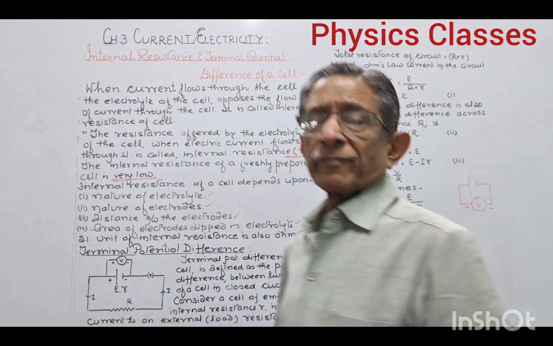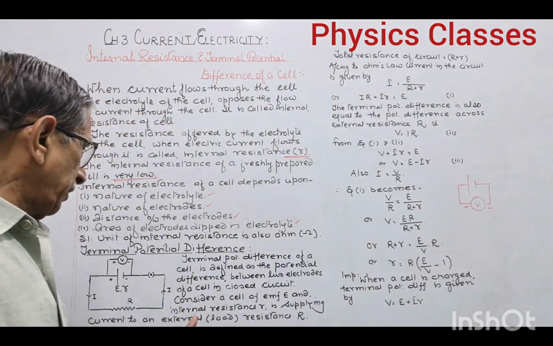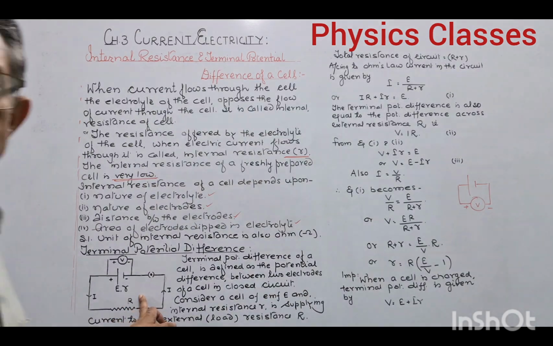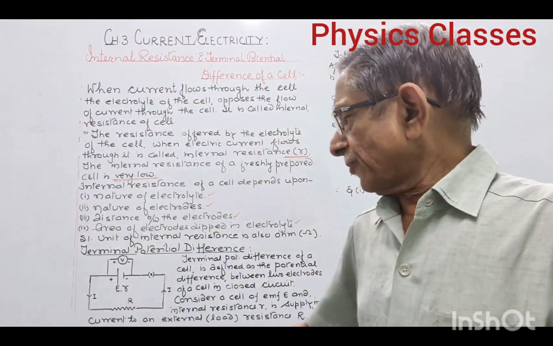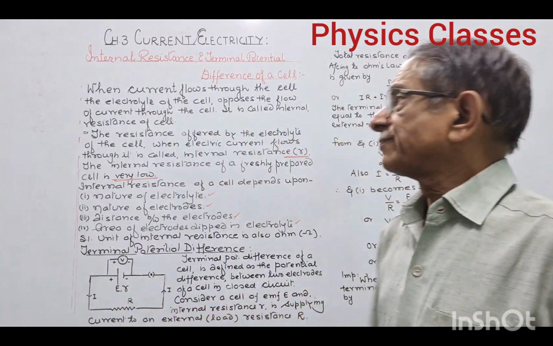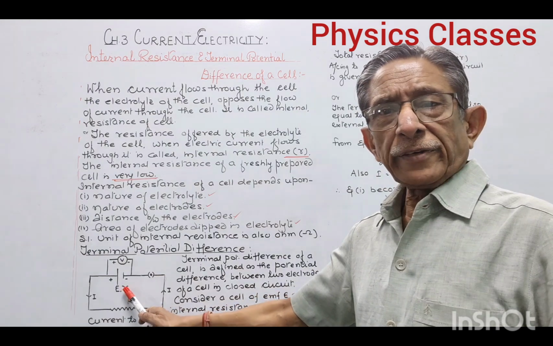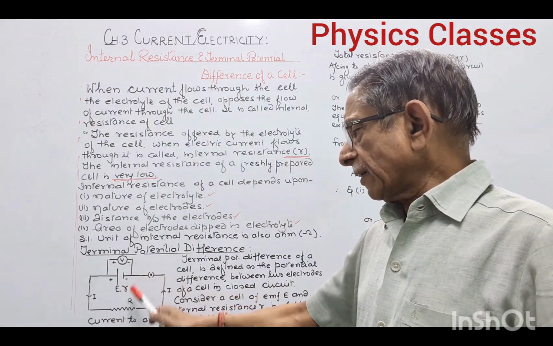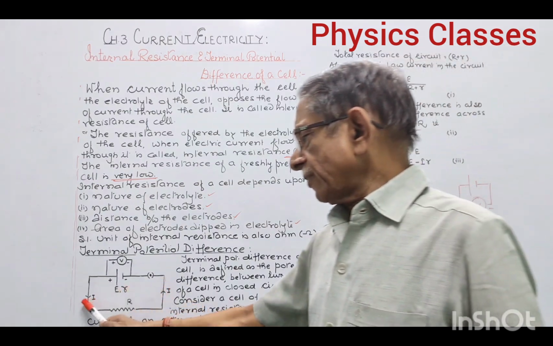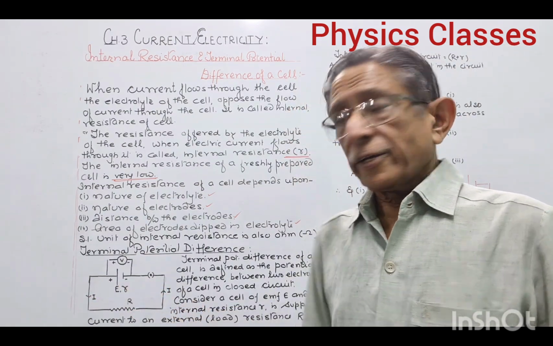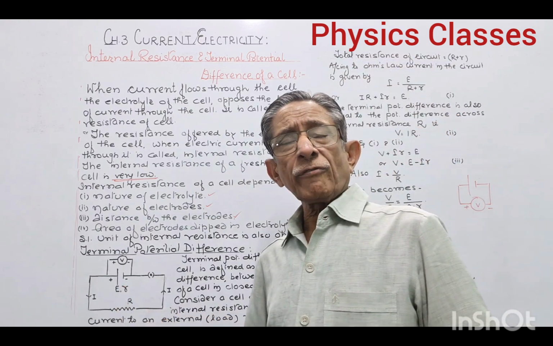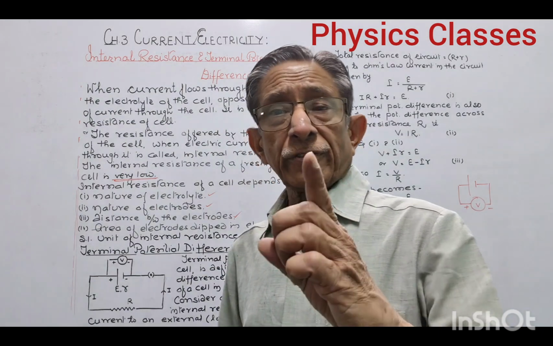So we consider a cell of EMF E and internal resistance small r supplying current to an external resistance capital R. This is the circuit diagram. Pay attention. So the current in the circuit, students, is I. Keep in mind that external resistance and internal resistance of a cell are always in series.